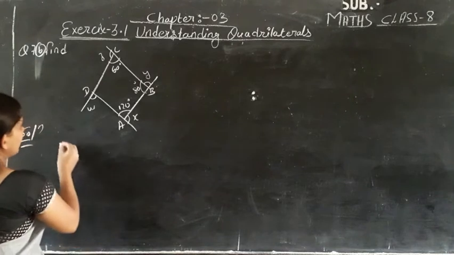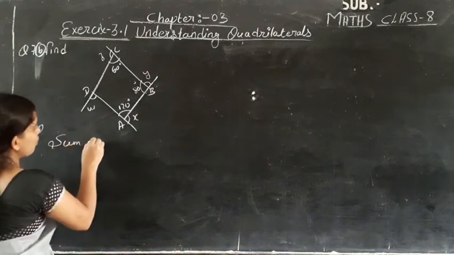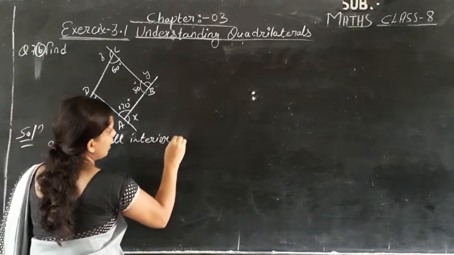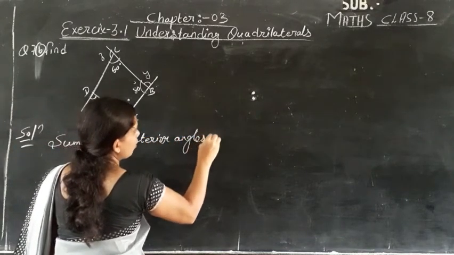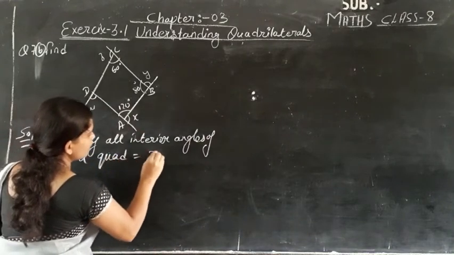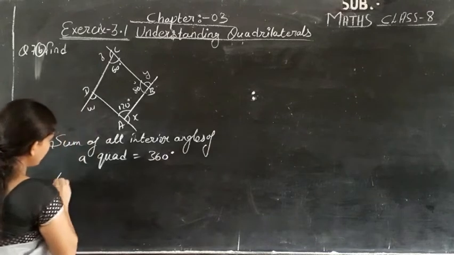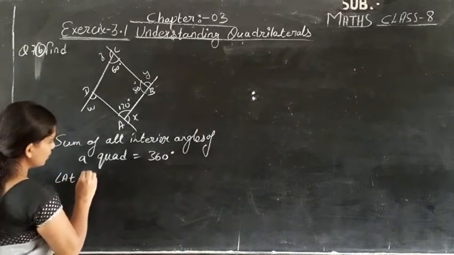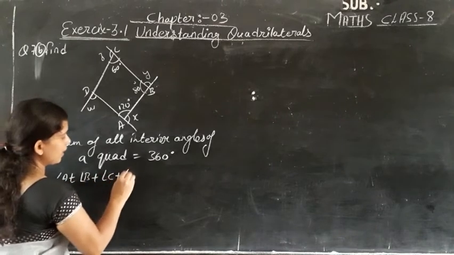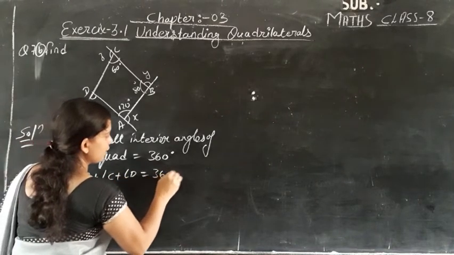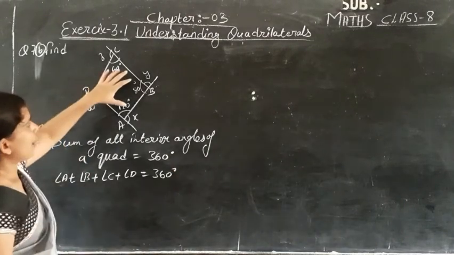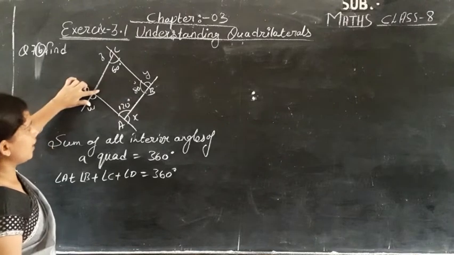So as we know that the sum of all interior angles of a quadrilateral is equal to 360 degrees. This property I gave you when I explained the definition part, isn't it? So angle A plus angle B plus angle C plus angle D is equal to 360 degrees. This property everybody knows. Now what we have to do? We have to find the value of this angle D.